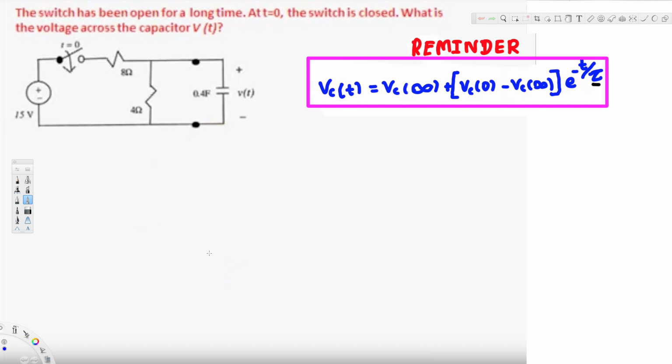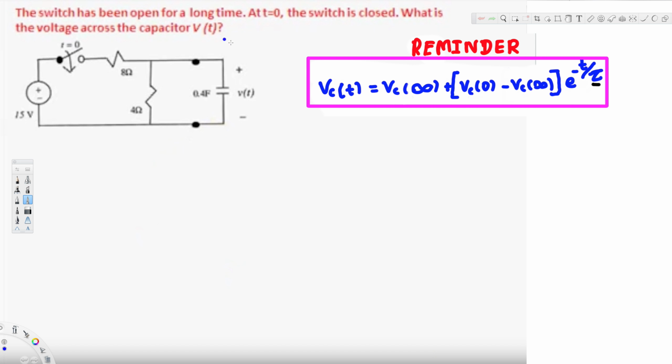What's going on, guys? In this video we are going to see an example of transient analysis, and in this particular problem we have been asked to find v of t. Now let's look at the question first. The switch has been open for a long time. At t equals 0 the switch is closed. What is the voltage across the capacitor v of t?